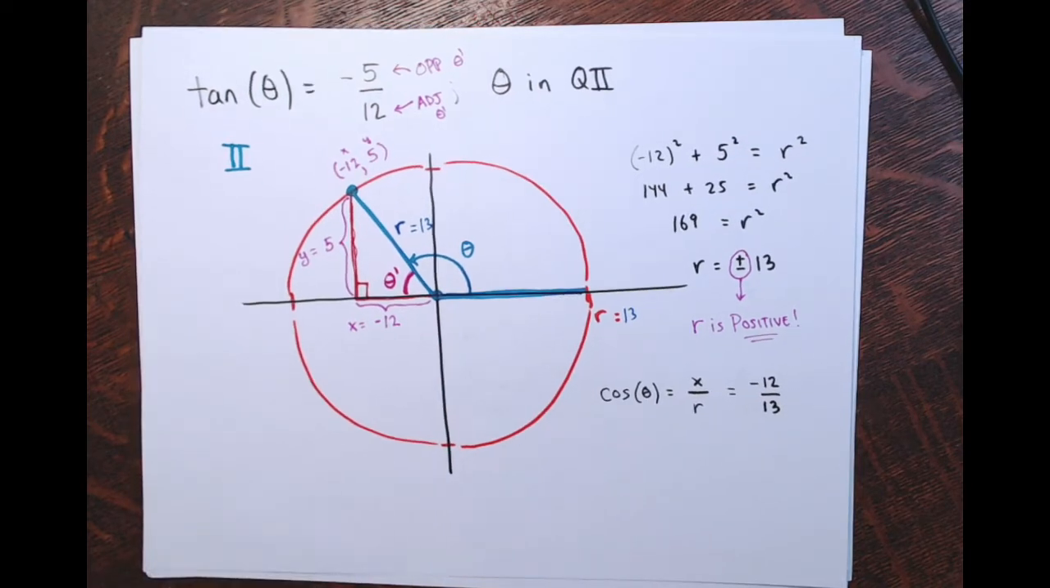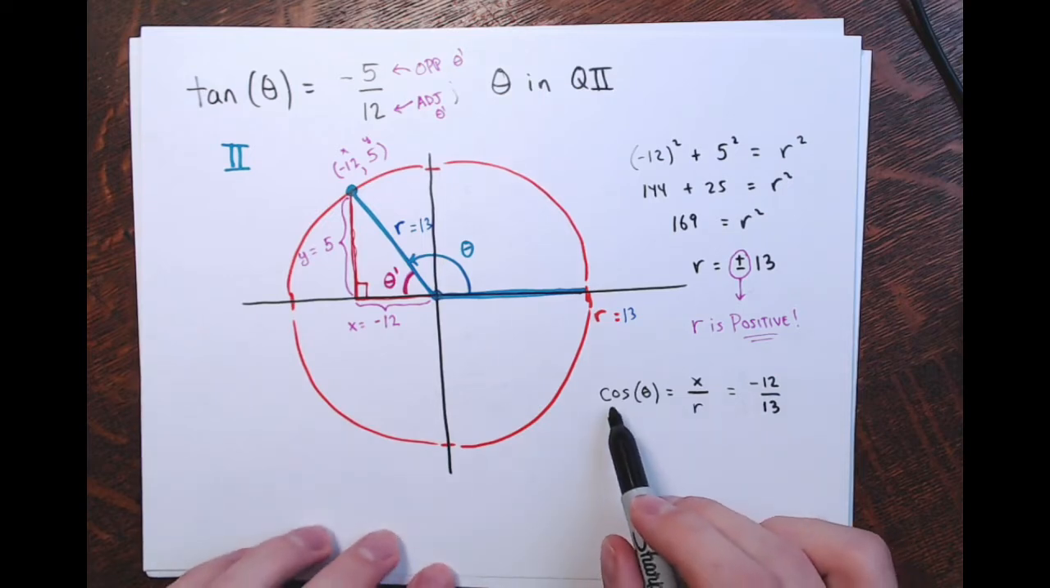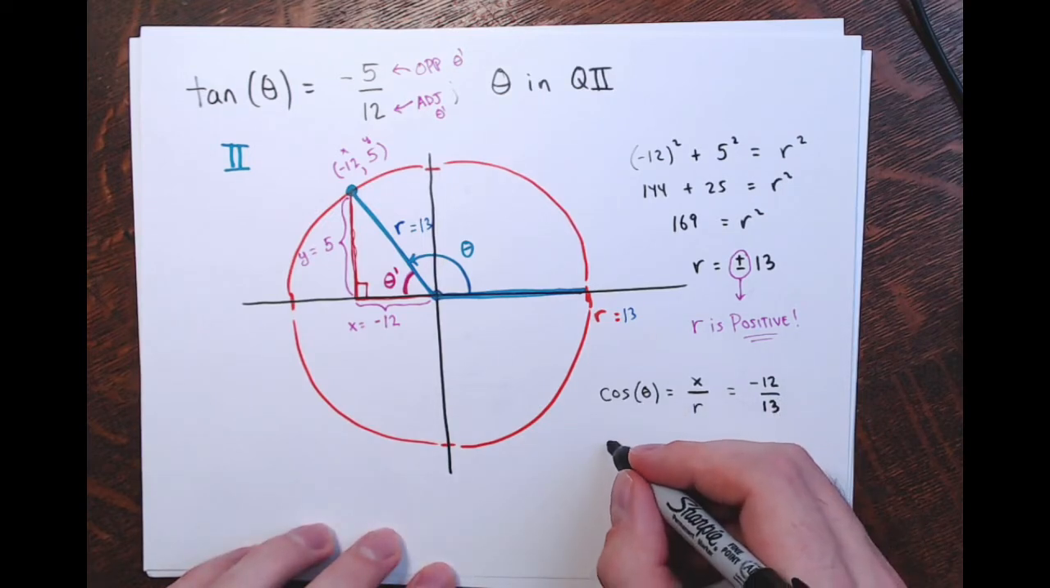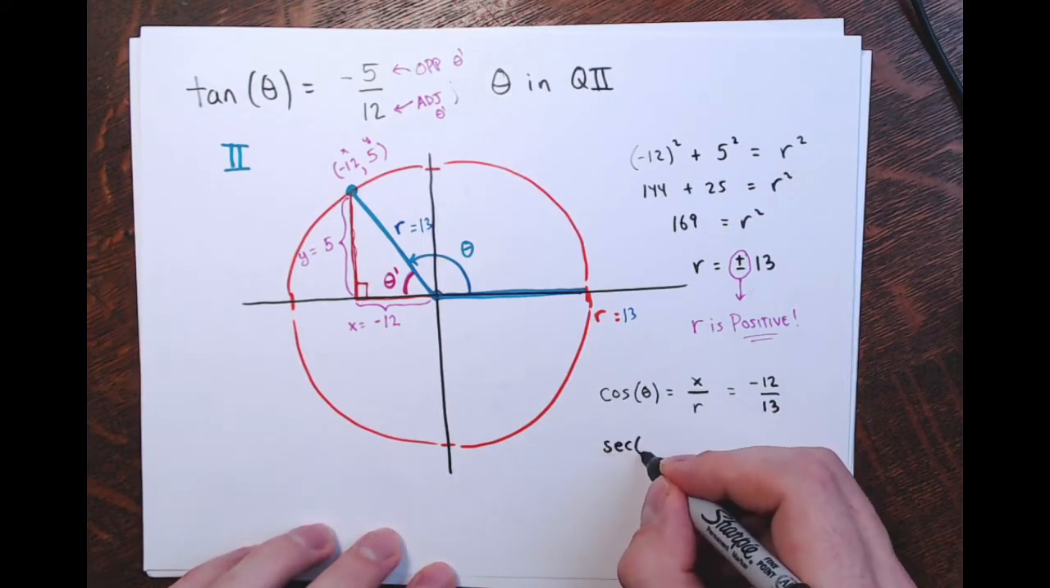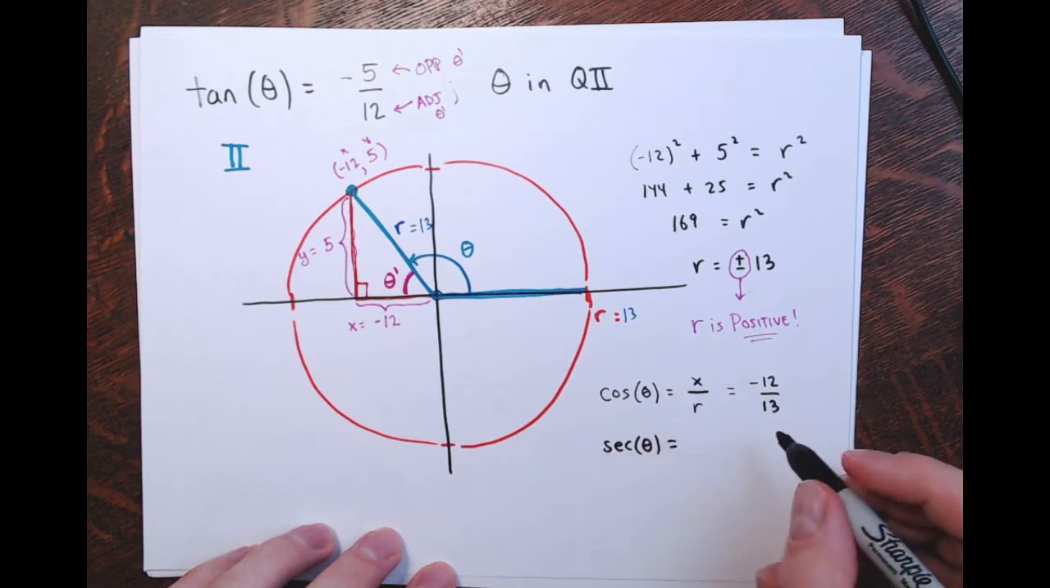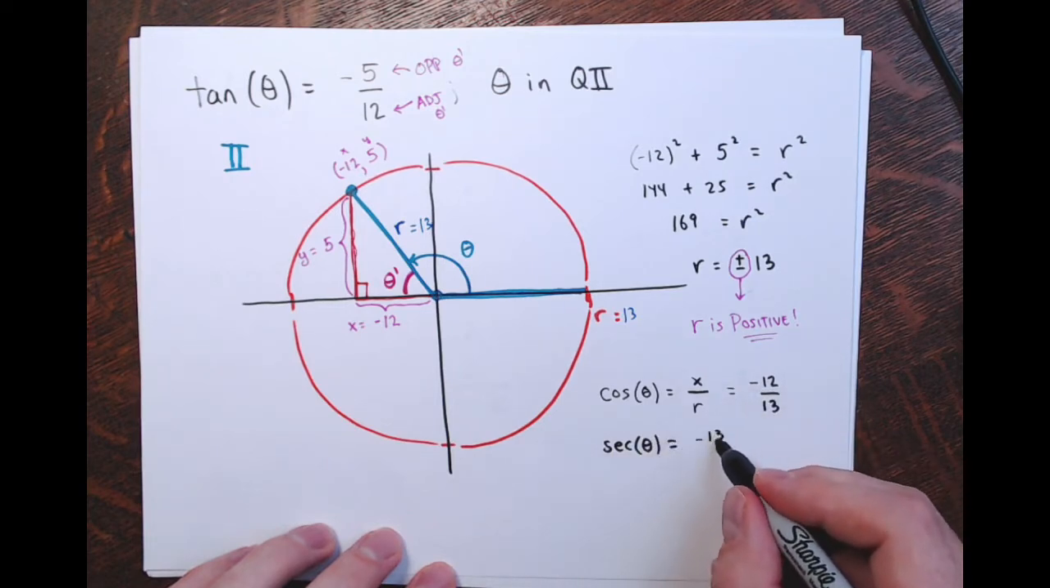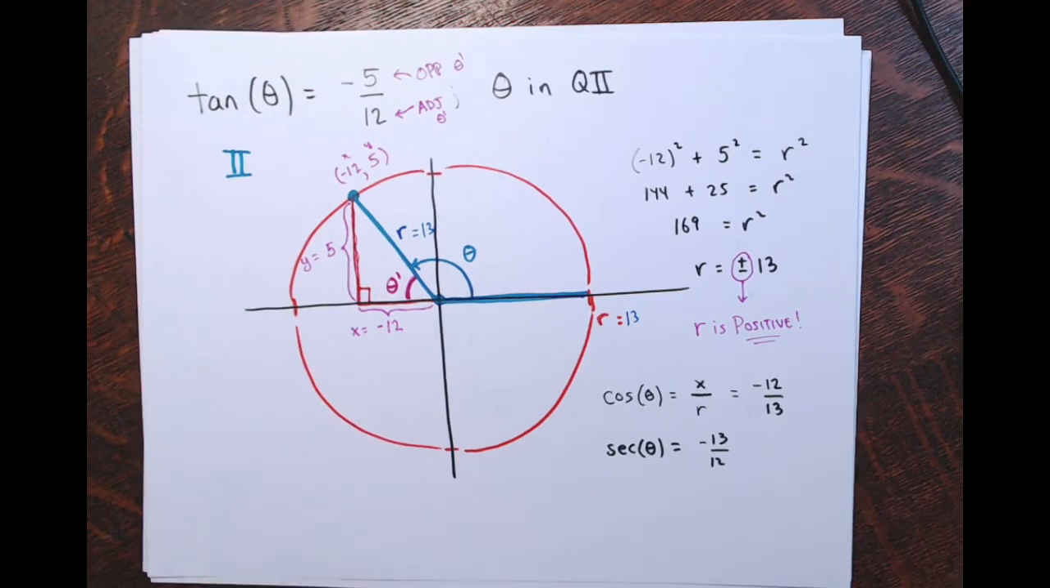And it should be negative. Remember, you're in quadrant 2. X-coordinates are negative. Cosines are related to x-coordinates. Cosine should be negative. And then if I have the cosine, then we have the secant. So the secant of theta would be negative 13/12, just the reciprocal of that. Remember, cosine and secant are reciprocals.